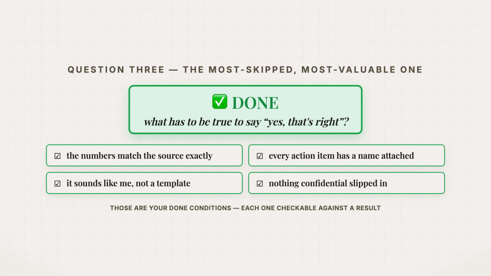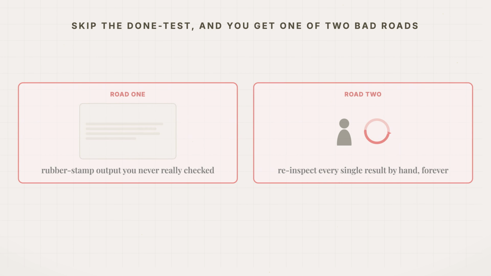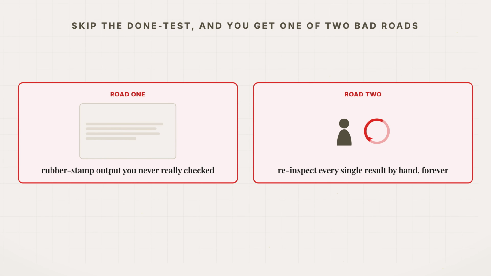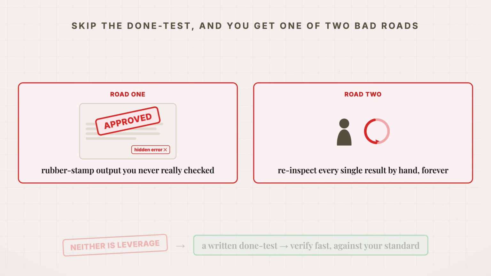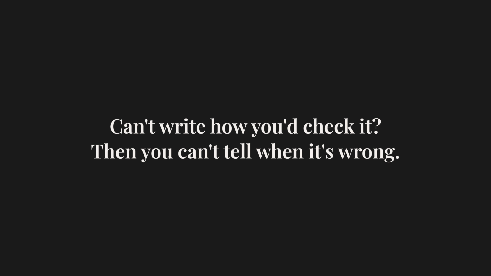And here's the part that should land hard. If you can't write down how you check whether the AI got it right, then you can't actually tell when it gets it wrong. So you'll do one of 2 bad things. You'll rubber stamp output you never really checked, or you'll reinspect every single result by hand forever, because you never defined what good enough was. Neither of those is leverage. Leverage is when the AI does the work and you can verify it fast, against a standard you set on purpose.